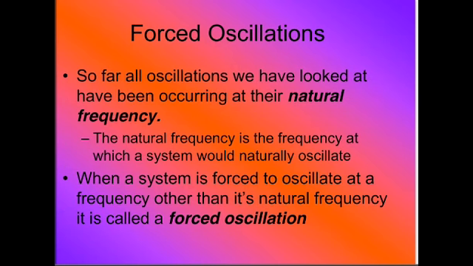So then the kind of the opposite of that is what we call forced oscillations. This is when we actually force something to continue oscillating. At this point, we've just been talking about objects oscillating. You set them to oscillating, and they oscillate at their natural frequency. And the natural frequency is just the frequency at which that system would naturally oscillate.